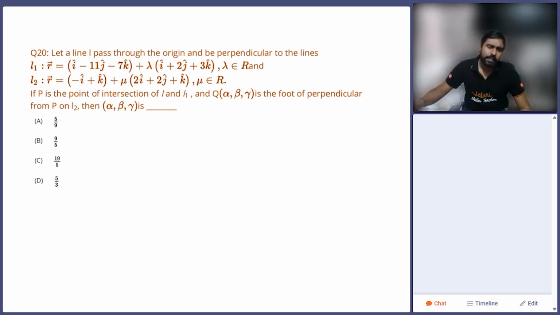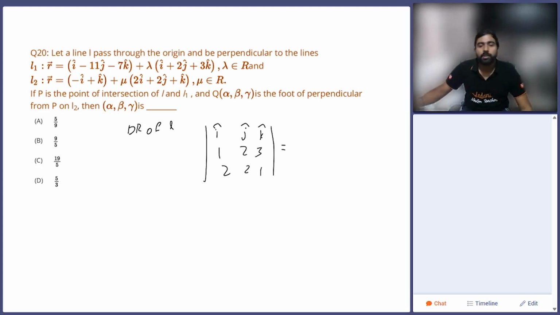Okay, so can I say that the direction ratios of L will be directly what? i cap, j cap, k cap, taking the cross product of the two direction ratios. So 1, 2, 3, 2, 2, 1 is equal to what? 2 minus 6, that's minus 4 i cap. Then you have minus of 1 minus 6, that's plus 5 j cap. And then I have 2 minus 4, that's minus 2 k cap.